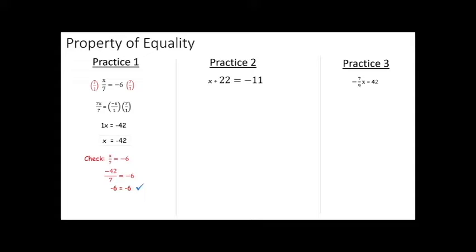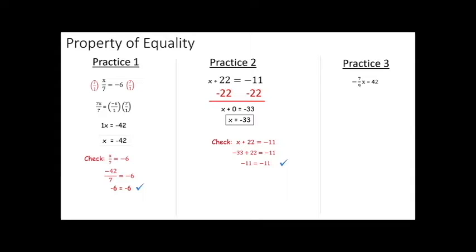Practice number 2 is actually a little bit easier than practice number 1. To get rid of that plus 22, I'm going to do minus 22. Property of equality says I need to do it on both sides. I perform that computation. I end up with x plus 0 equals negative 33. And the additive identity says that adding 0 doesn't do anything, which gives me x equals negative 33. Once again, you can check that to verify that you're correct.